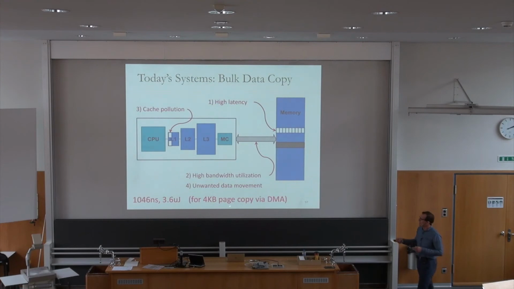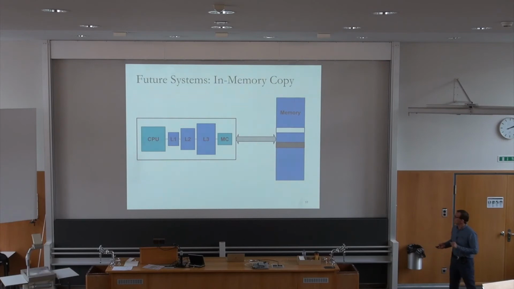And if you look at a small page copy, 4 kilobyte page copy, if you do it through the DMA with some technology assumptions, it takes about 1,000 nanoseconds today. And it consumes 3.6 microjoules. Now, wouldn't it be nice if we actually had support inside the memory that we could utilize when it makes sense? And the idea is very simple here. We basically tell the memory to do this internally and not disturb anything else in the system.